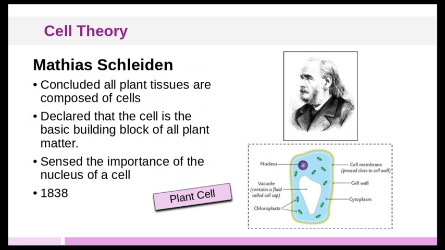So one of the main contributors to the cell theory was Matthias Schleiden. He concluded that all plant tissues are composed of cells. Looking at thin slices of plants under a microscope, he noticed that there were multiple of what Hooke had called cells that were part of the overall structure, basically the simplest part of the plant when he was looking at it under a microscope. So he declared that a cell is the basic building block of all plant matter. And later it would be considered the basic building block of all living matter.